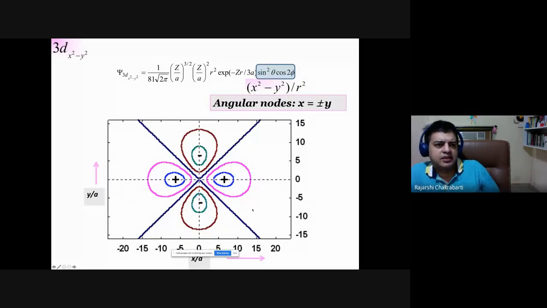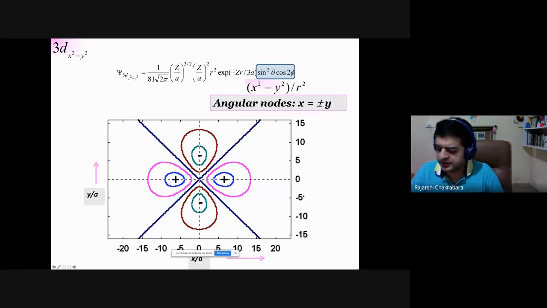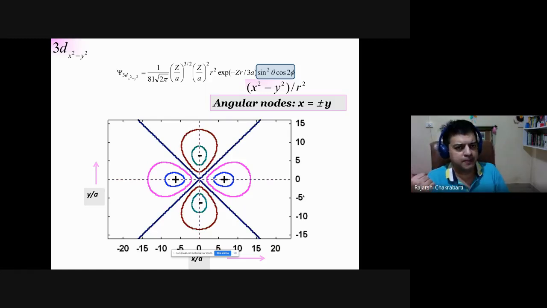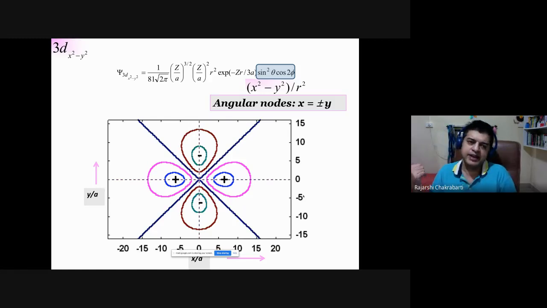And this is for 3D x square minus y square, and you can do it yourself. This is the functional form, sin square theta cos 2 phi. You can do it yourself and see where you find the nodes. Of course, again it is 3D x square minus y square. How many radial nodes are there? It is n minus l minus 1.